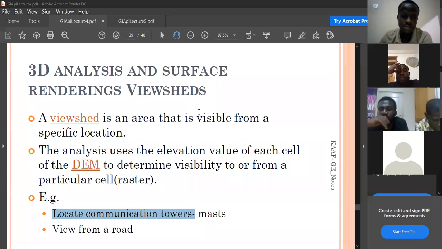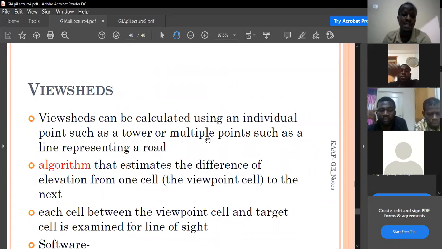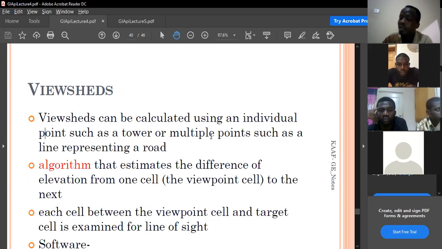So we need to consider a few parameters. We need to see the angle at which we are actually looking. The observer, if the observer decides to look down or to look up, it will expand his view. Do you also agree to that? Yes, the observer's view can change.